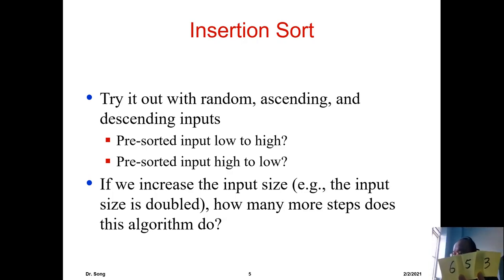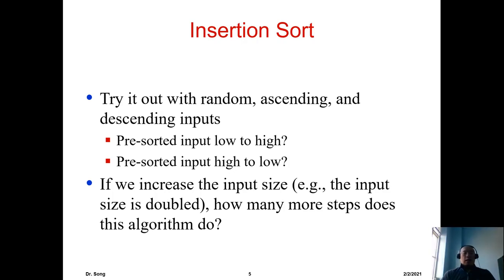And then eventually we include 1. If we want to include 1 into the sorted portion, what is going to happen? 6 shifts to the right side, 5 shifts to the right side, 3 shifts to the right side, so eventually we will have the space for 1. How many shifts? There are 3 shifts, because all those 3 values have to be shifted before we can really put the 1 at the right place. So for the second part, pre-sorted input high to low, is that the best case or the worst case? That's the worst case, right?